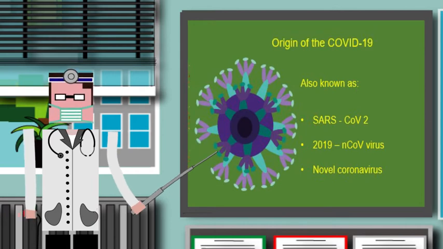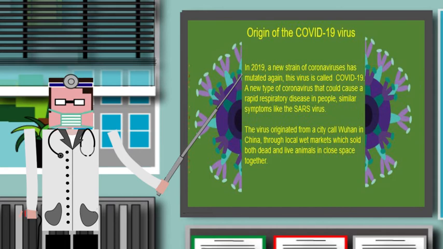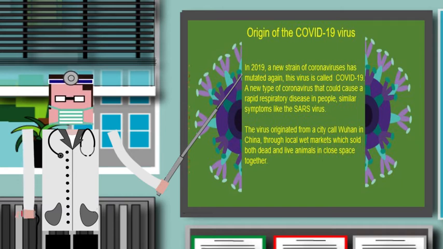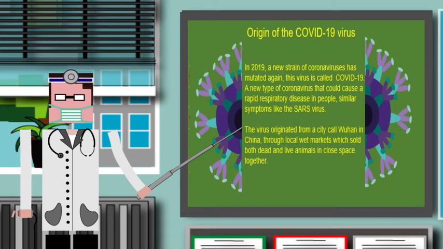Last one for now, the origin of the COVID-19 virus, known as SARS-CoV-2, 2019 nCoV and novel coronavirus. In 2019, a new strain of coronavirus mutated again. This virus is called COVID-19, a new type of coronavirus that could cause a rapid respiratory disease in people, with similar symptoms to the SARS virus. The virus originated from a city called Wuhan in China, through local wet markets which sold both dead and live animals in close space together.